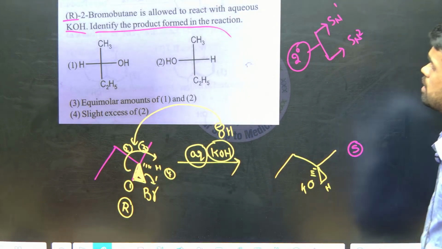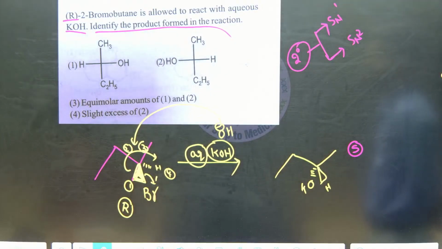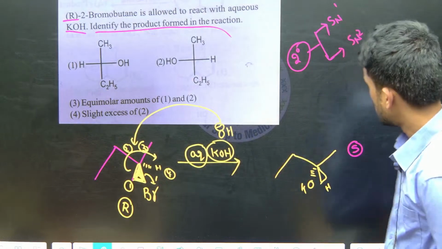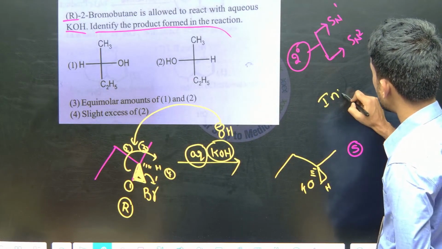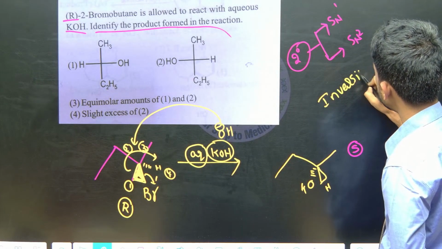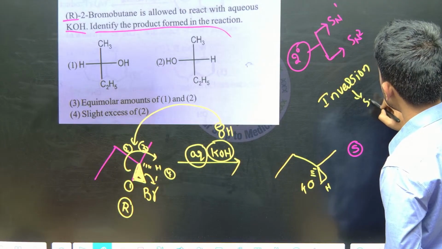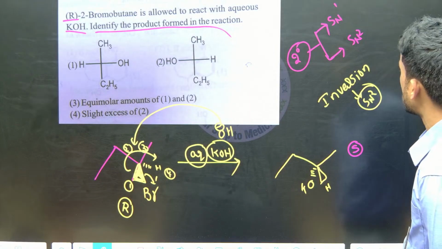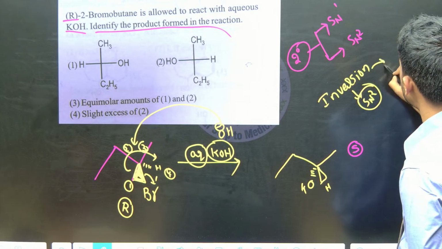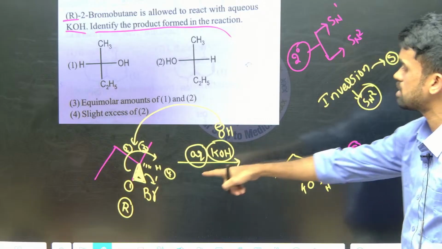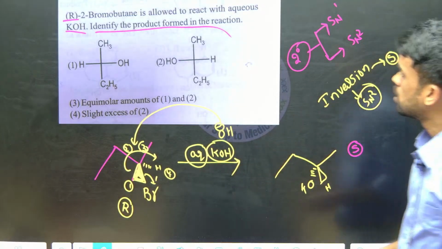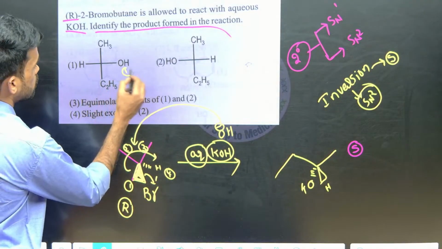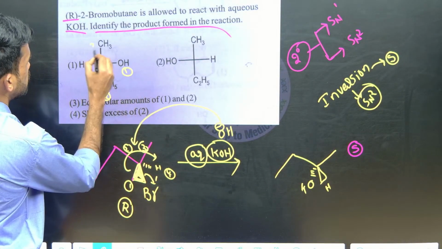So what happened to the configuration? The configuration is becoming opposite. Opposite configuration means it is inversion of configuration. Inversion of configuration takes place in which case? In SN2 reaction. So where we have an SN2 reaction, inversion of configuration, it should become S configuration. If it is R, the product should be S. Just try to identify these configurations here. So 1, 2, 3, how is it?